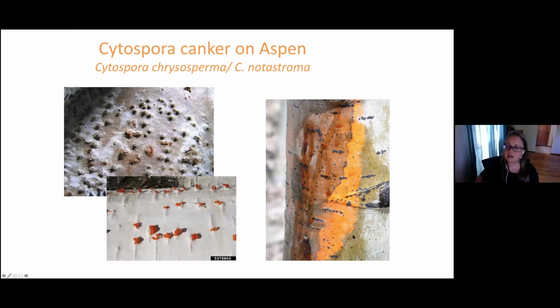One thing that's really characteristic about Cytospora canker on aspen is you'll get this little outline here. So you can see a yellowing of the bark tissue at the margin of the canker, which you can see here. So if you see that, typically you have a Cytospora infecting the trees.